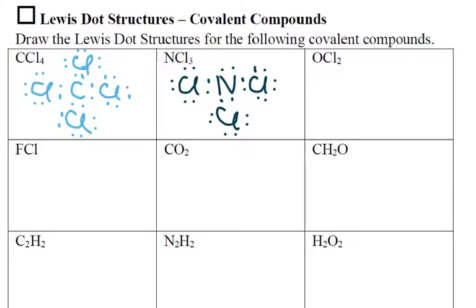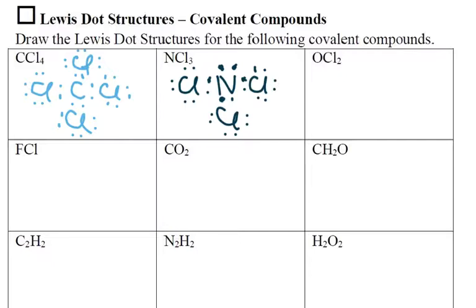So nitrogen has 5 valence electrons. I'm going to color them in a little darker. And each of the chlorines has 7, which it can make one bond. So we can see each of the chlorines does have 7. So we have the right number of electrons. This is the right structure.